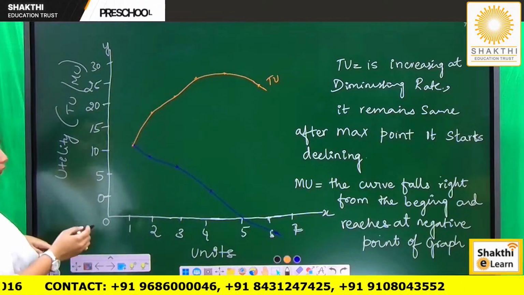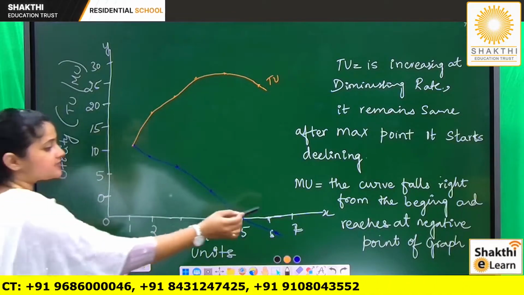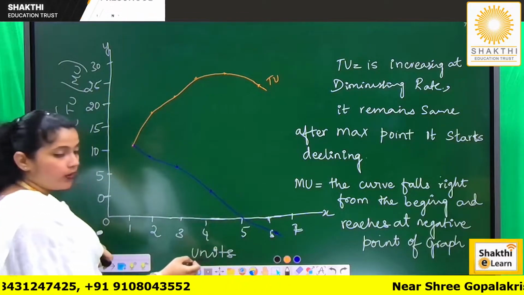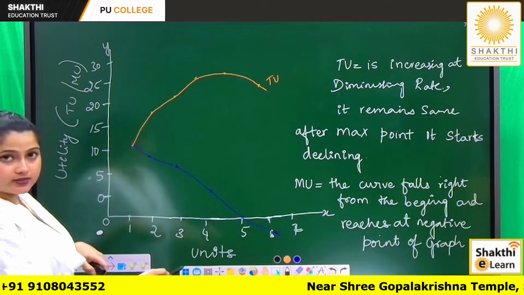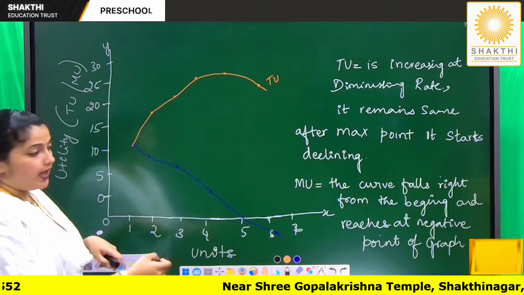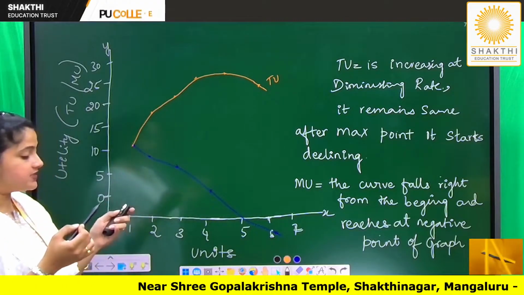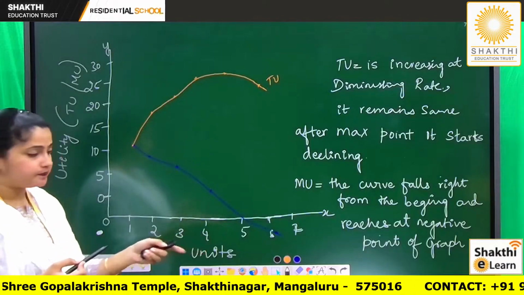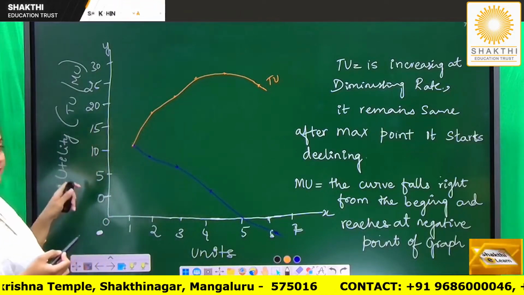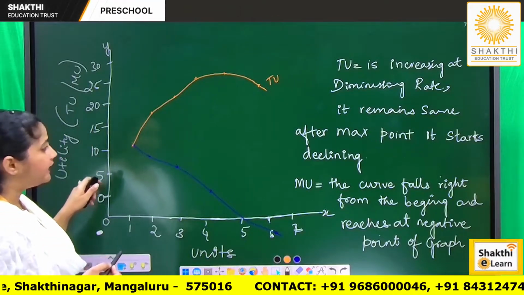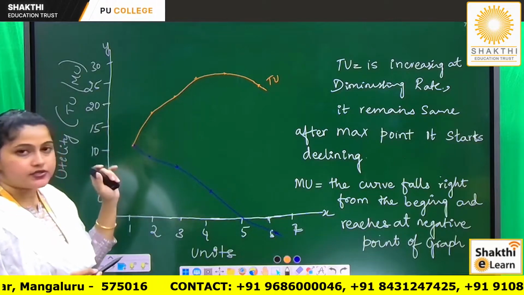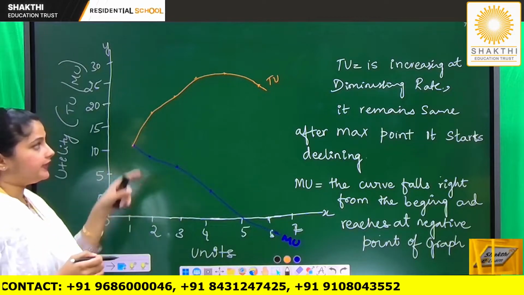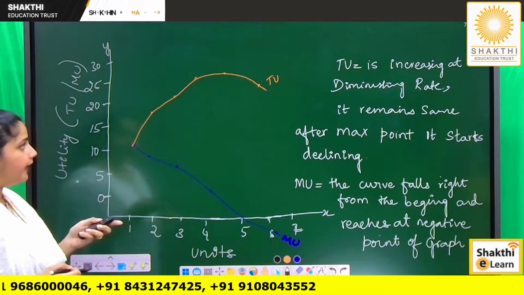As usual, we are going to draw a graph, with an OX axis and an OY axis. On the OX axis, you are going to write something called unit. That is a glass of water, 1, 2 until 6, the same as I have written in the previous table. Then the OY axis represents utility, that is total utility and marginal utility. Total utility and marginal utility are being drawn in the diagram.